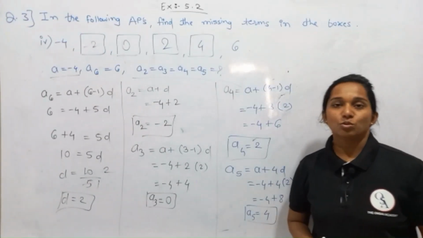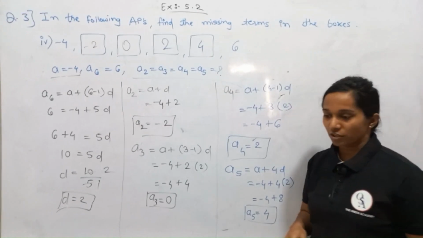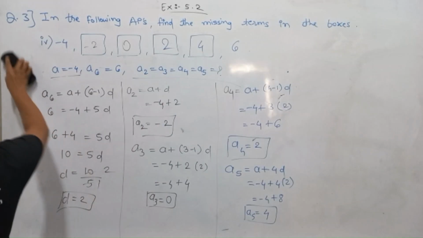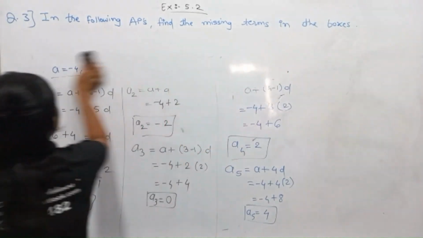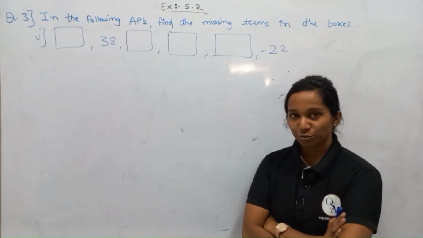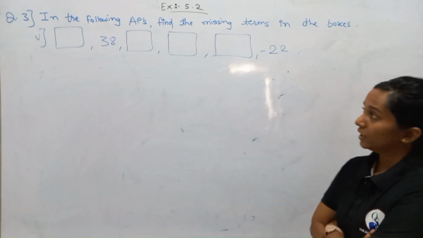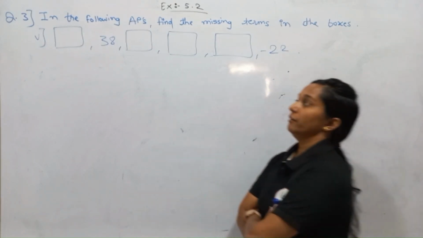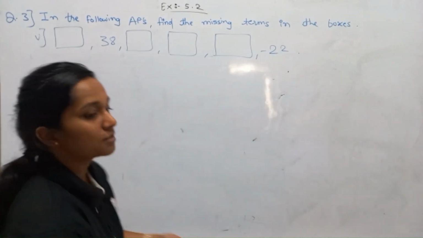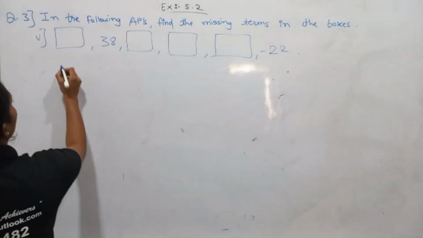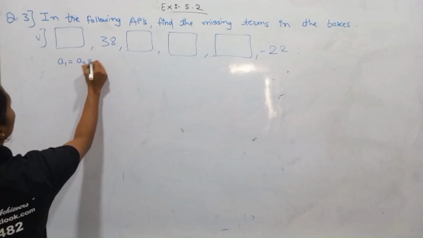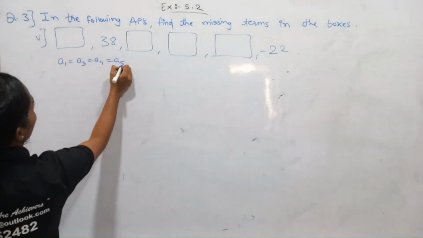So can you please take a screenshot? I'll turn towards question number 5, which is the last question of question number 3. Let's see, this is our 5th question. Now we have to find out terms A1, A3, A4, A5. We have only A2 and our last term.